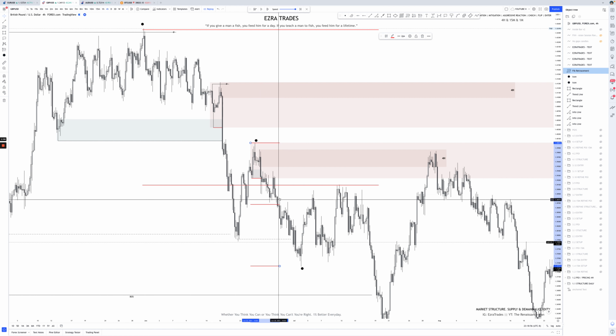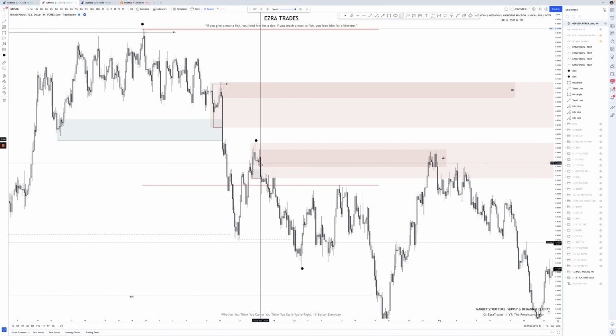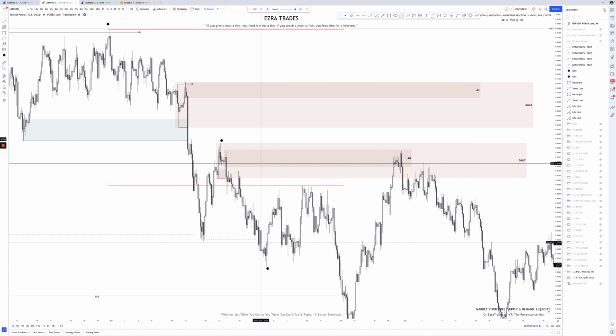After that, price was kind of very choppy on the downside. So to me, the extreme is valid. This is a 4-hour refined daily point of interest, right? Now let's look at the next step.